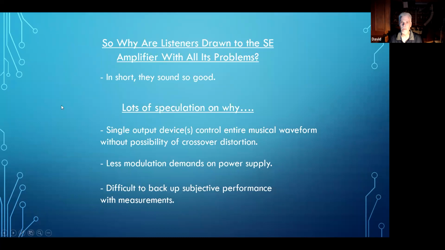So with all this, why are listeners drawn to the single-ended amplifier with all its problems? In short, they sound so good. And there's lots of speculation on why. Single-ended output devices control the entire musical waveform without the possibility of crossover distortion. There's less modulation demand on the power supply. But it really is difficult to back up subjective performance with measurements.